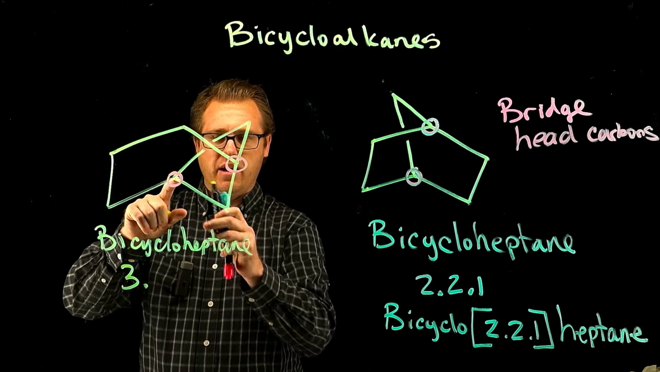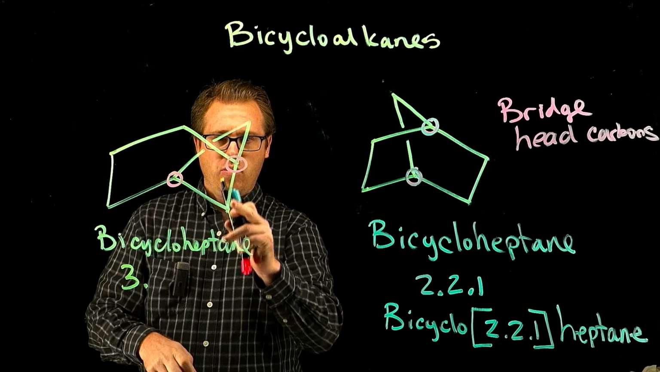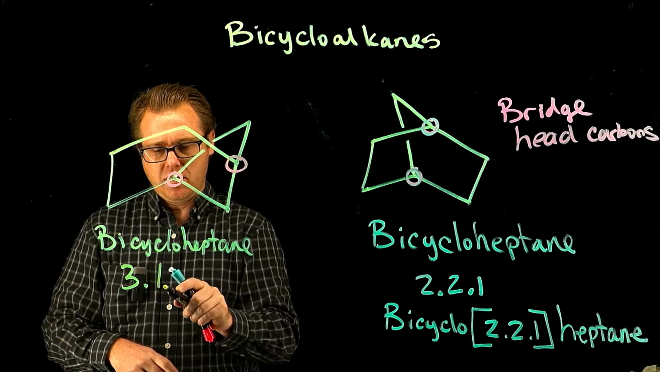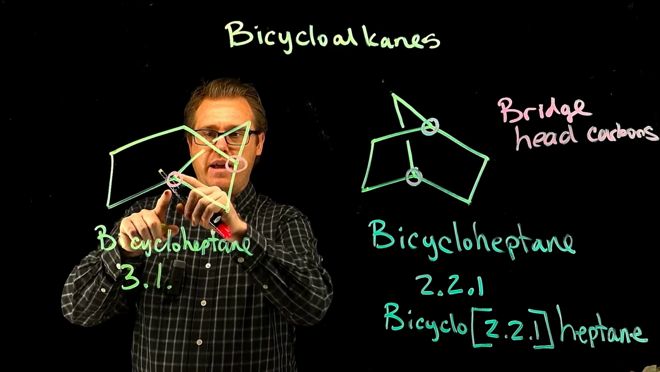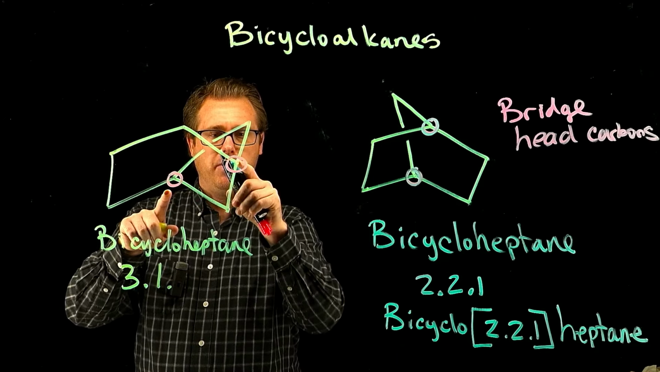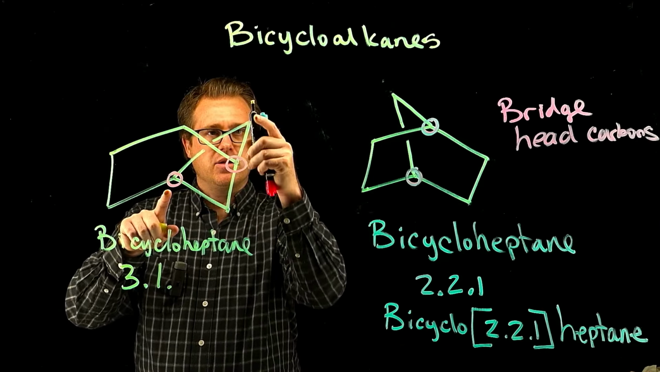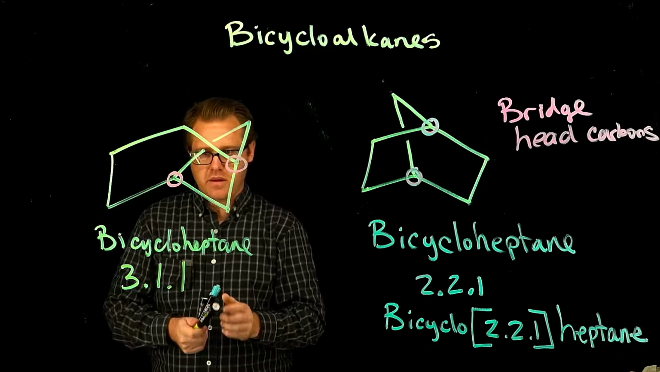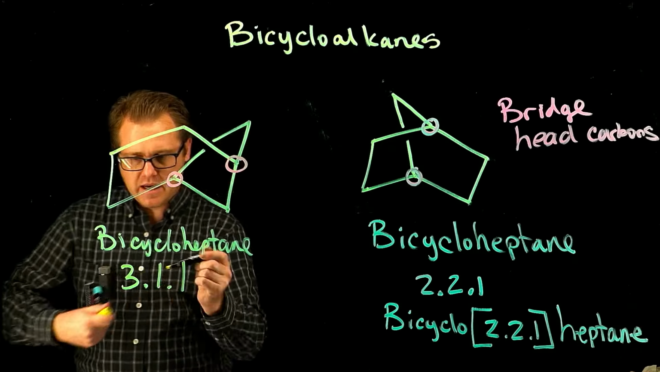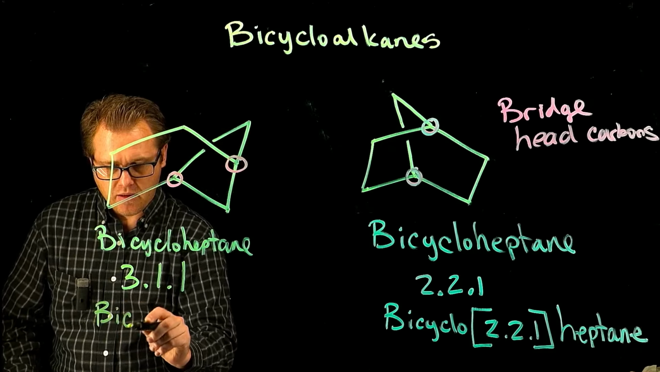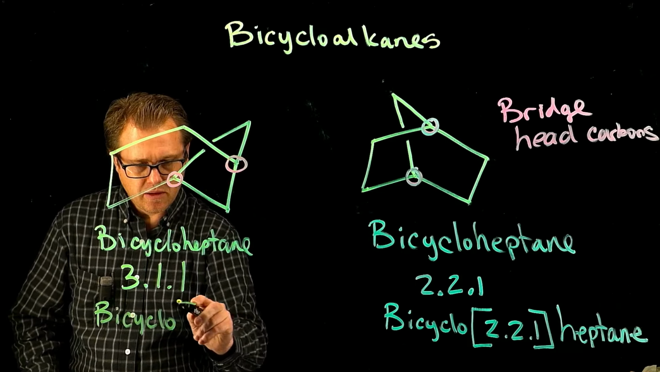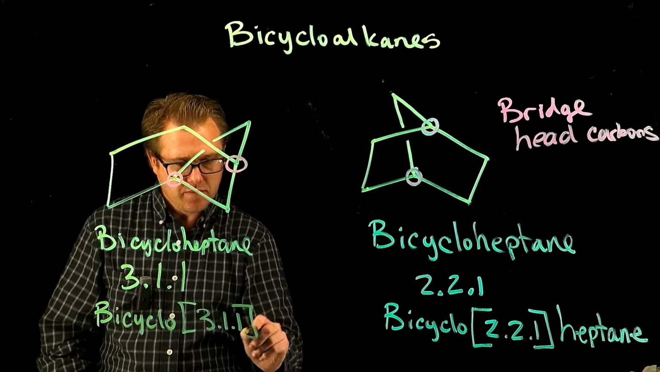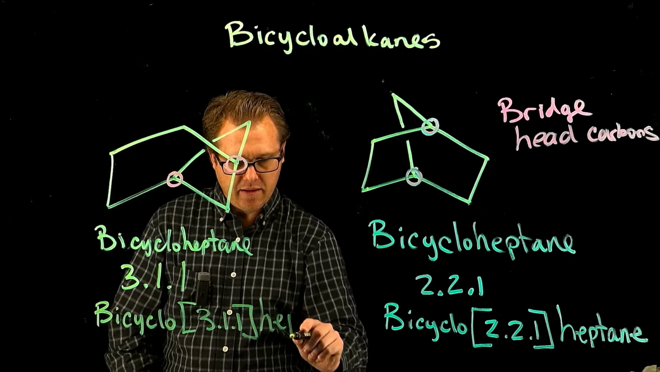And then we could start here and go boom, boom. So that's 1. Or I could have gone boom, boom. And that is also 1 carbon in between. So we would call this guy a bicyclo 3.1.1 heptane.